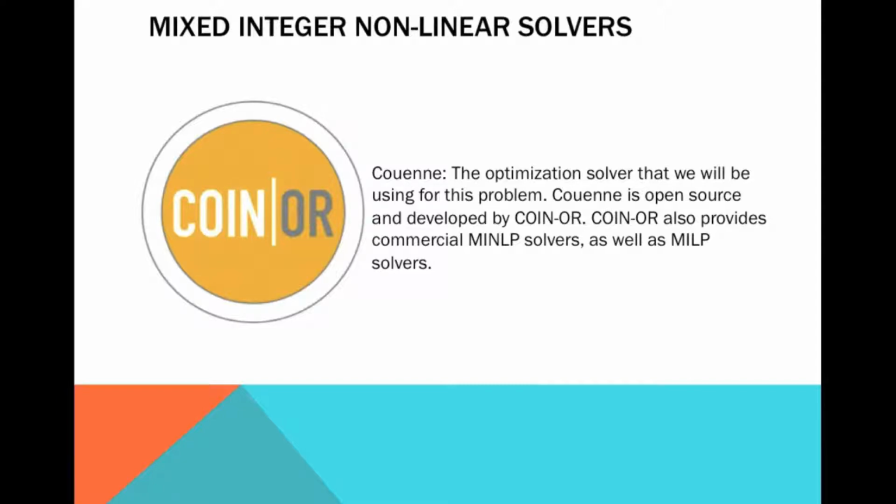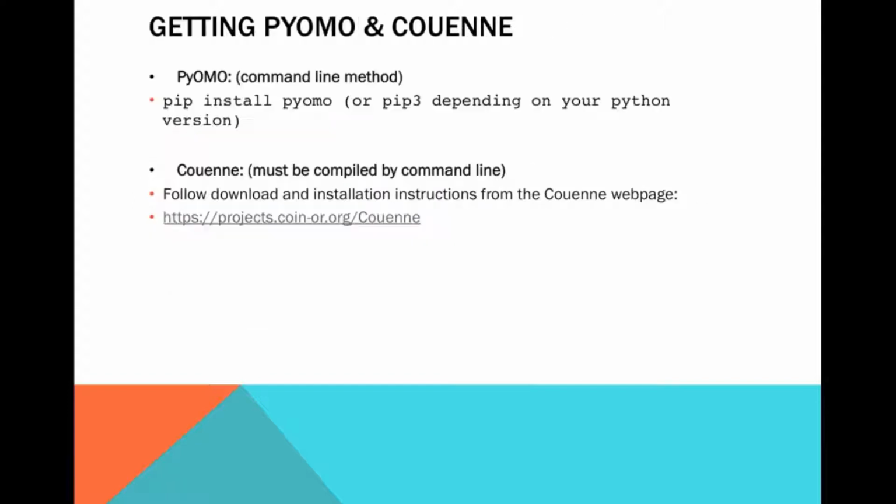There may be a better one. Someone can correct me in the comments. It doesn't really matter. This is what we're going to use for this. So, getting Pyomo and Couenne.